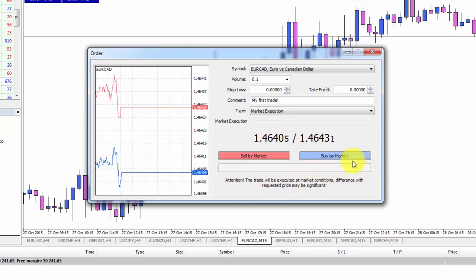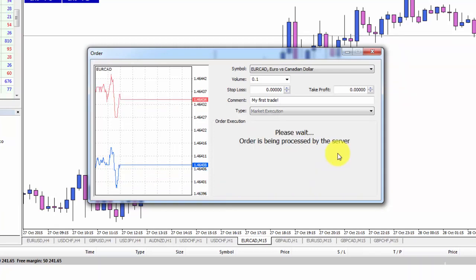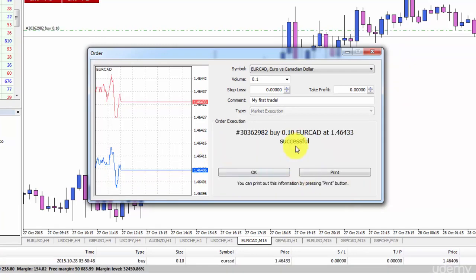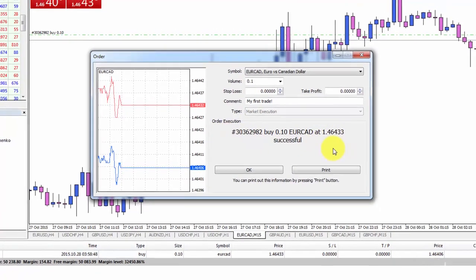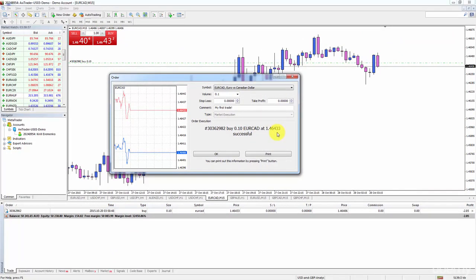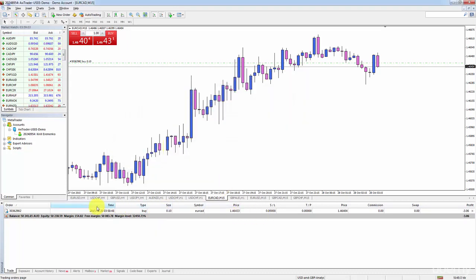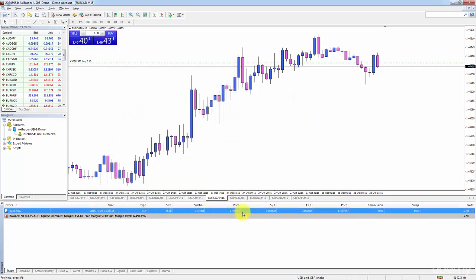So in this case, let's say we want to create a buy order. There we go. You heard that familiar sound, and there. So your order has been executed successfully. It gives you the price at which it was executed. Of course, you can print, but we're not going to print anything, and you just click OK. And then you can see the order has appeared over here. There it is. So you've got the size, the 0.1 lots, the symbol, the price, the stop loss and take profit. We haven't set them yet, so that's okay.